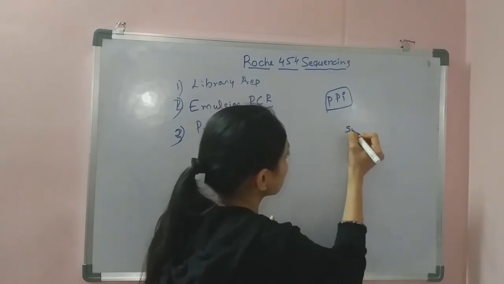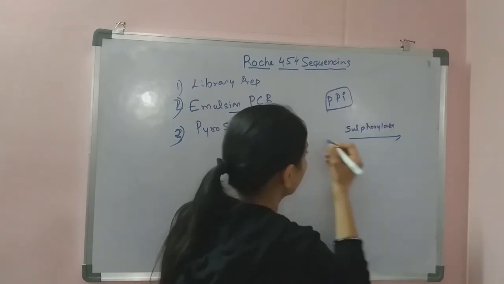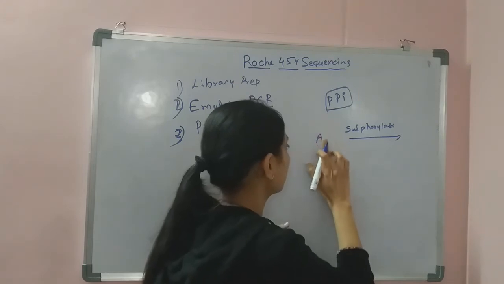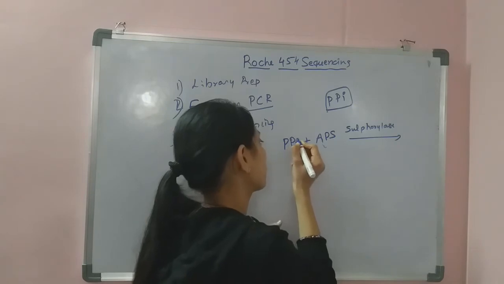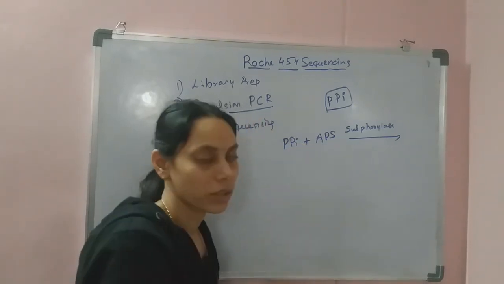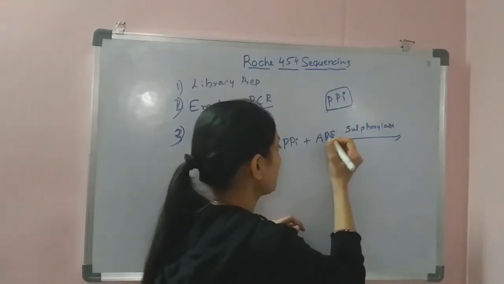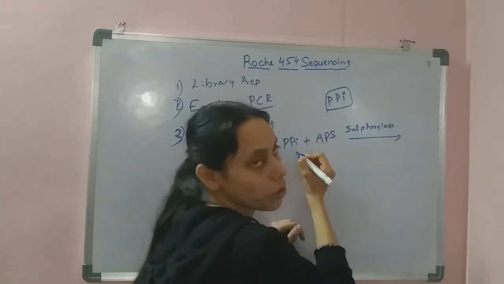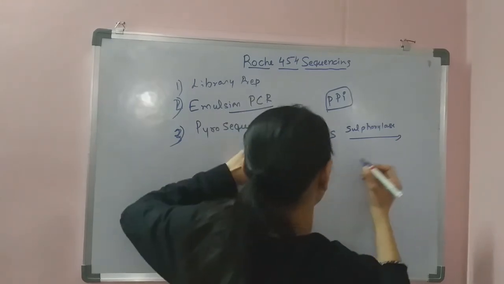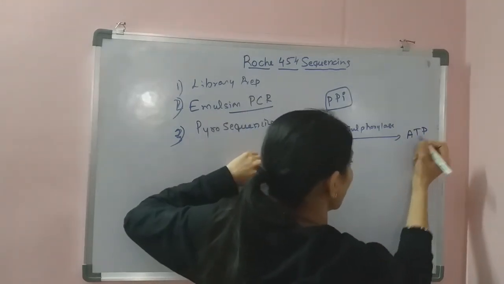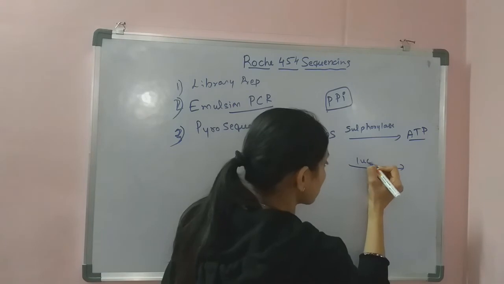an enzyme called sulfurylase, which adds APS to the released pyrophosphate. This APS is nothing but adenosine phosphosulfate. Here this APS will be added to each pyrophosphate that is released in each nucleotide addition event, and here ATP is produced, and in the second step, with the enzyme called luciferase.